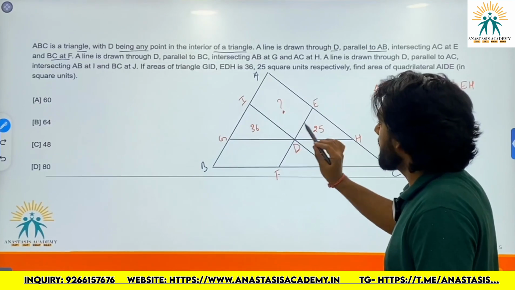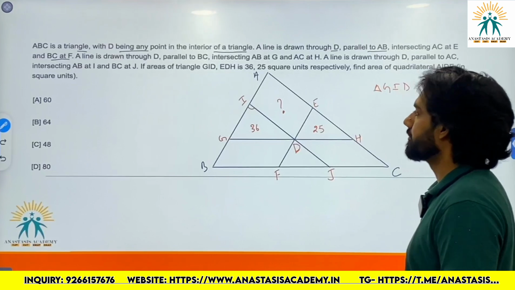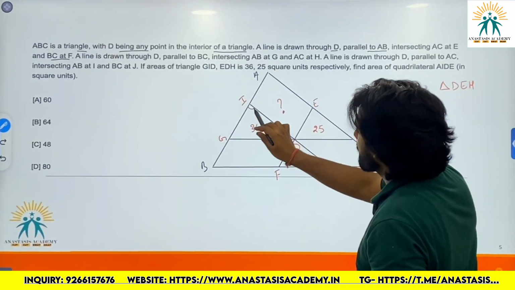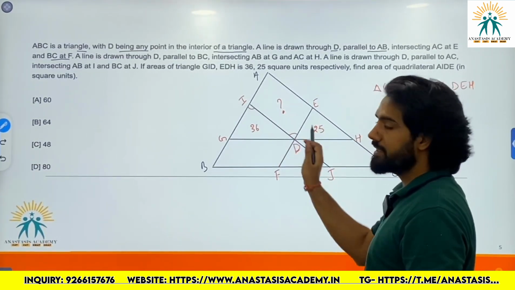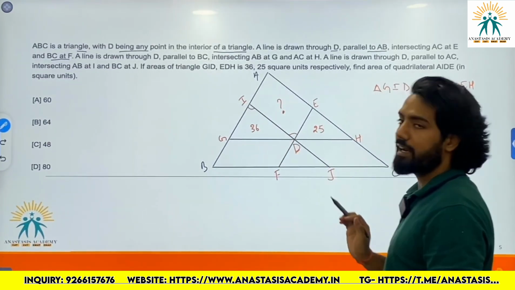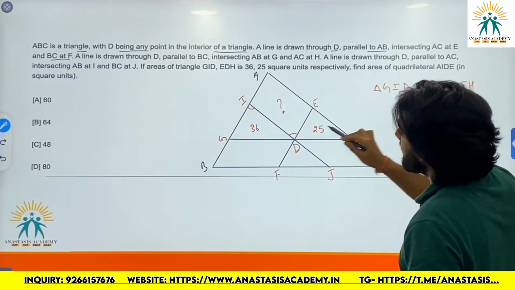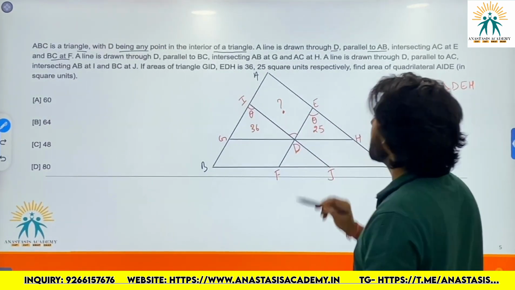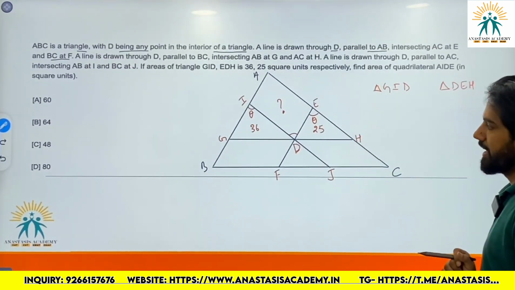Now, in these two triangles, because this line AB is parallel to this line EF, I can say this angle must be equal to this angle, because these are alternate angles formed by this transversal between these two parallel lines. And similarly, because IJ is parallel to AC, these are alternate angles. So I can say if this is theta, this angle would be equal to theta. These two angles are equal in these two triangles.